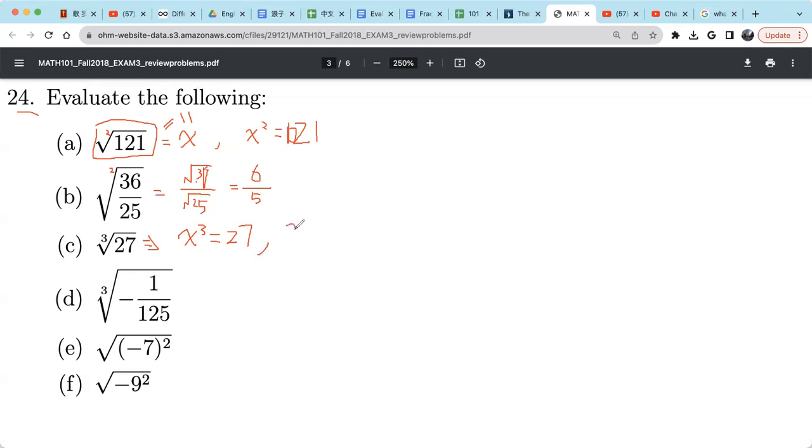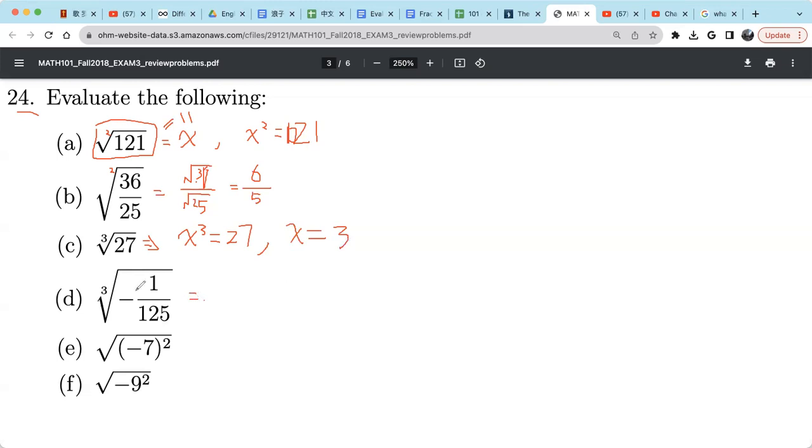So similarly for this one, C, x equals 3, because 3 raised to the power 3 is 27. 3 raised to the power 3 means 3 times 3 times 3. 3 times 3 is 9. 9 times 3 is 27.